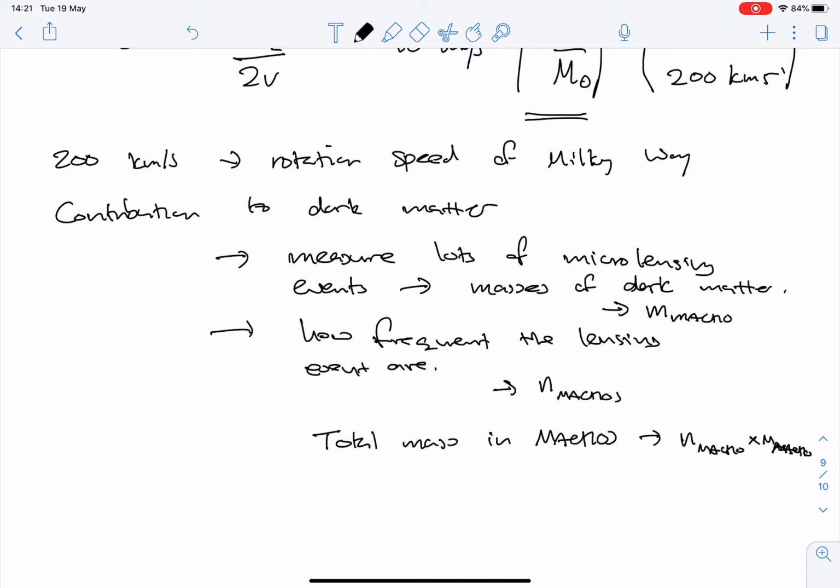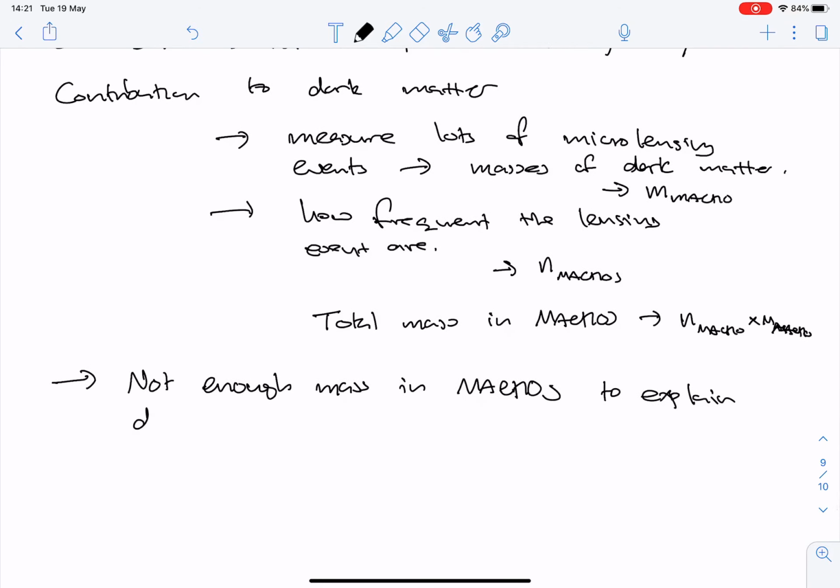And the punchline, which is the important punchline, is there is not enough mass in machos to explain dark matter. And perhaps at a push you can do 20% of it. So, machos, good idea. They may make some contribution, but they are not the dominant source of dark matter.